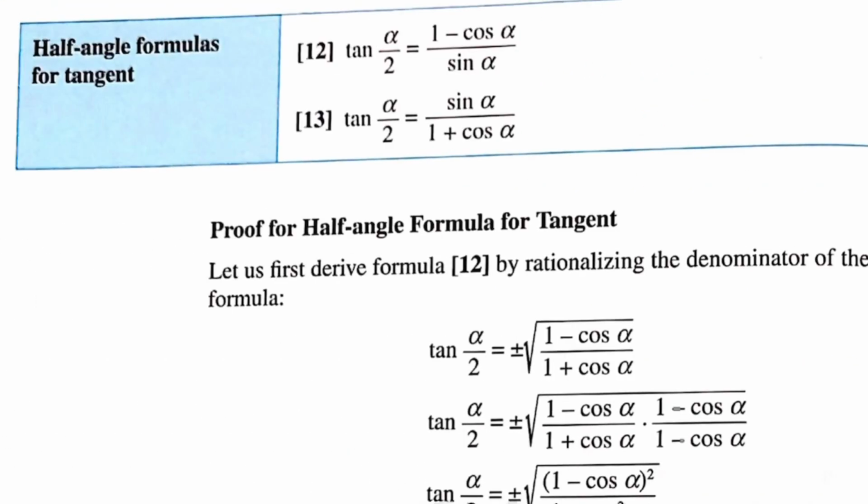Apart from the formula for tangent alpha over 2 just now, we have another 2 formulas for tangent alpha over 2. The first one, tangent alpha over 2 will be equal to 1 minus cos alpha over sine alpha. And another one, tangent alpha over 2 is sine alpha over 1 plus cos alpha.